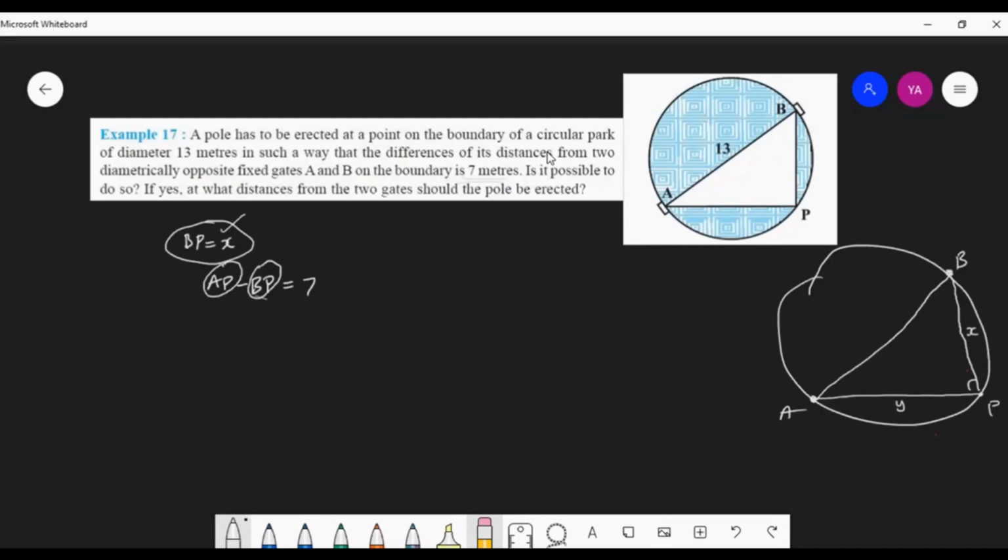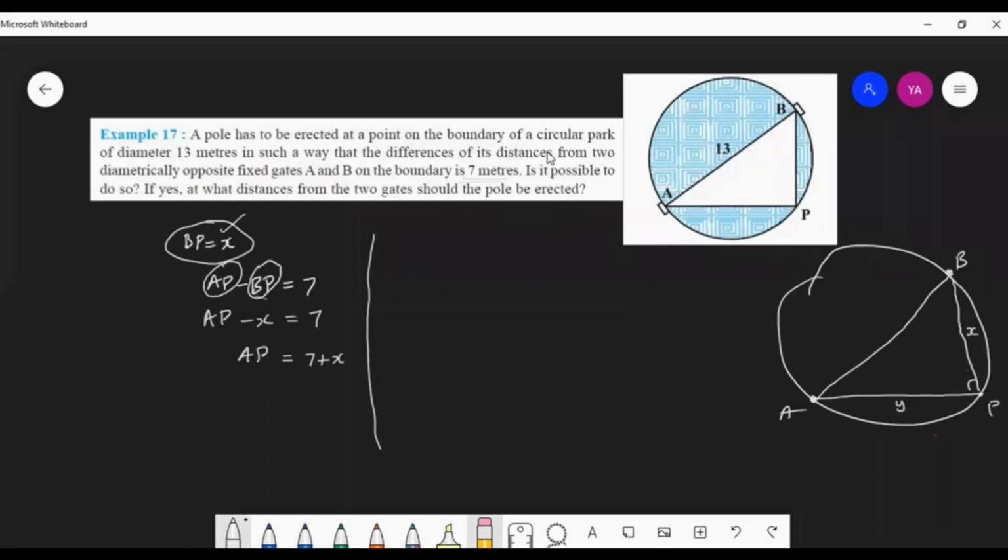So what will you get? AP minus X is equal to 7. Then AP is equal to 7 plus X, or X plus 7. Now you can simply apply the Pythagoras theorem in this triangle.